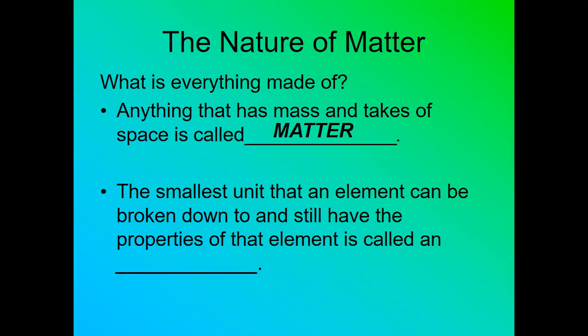The smallest unit that an element can be broken down into and still have all of the properties of that element is called an atom. Remember, the smallest unit of living life is the cell, but even cells are made up of atoms.